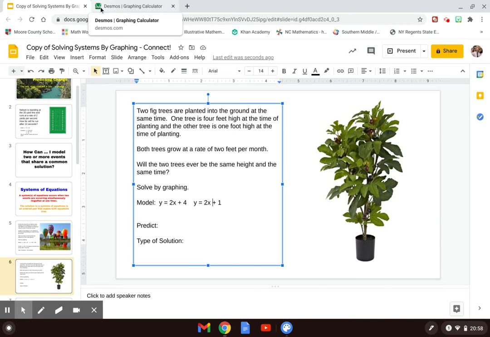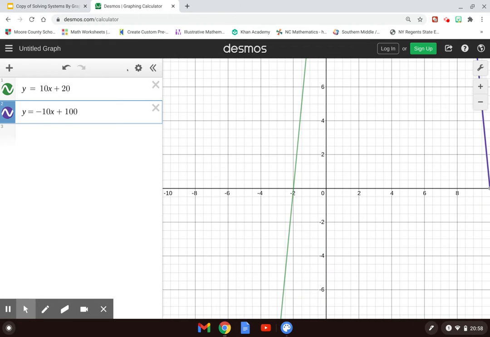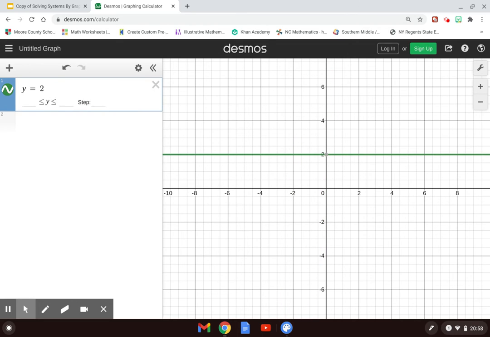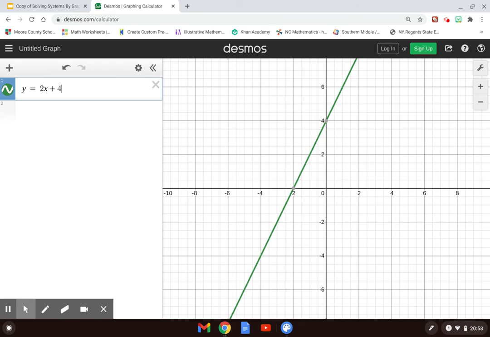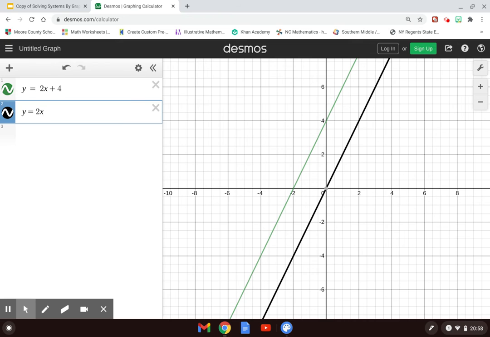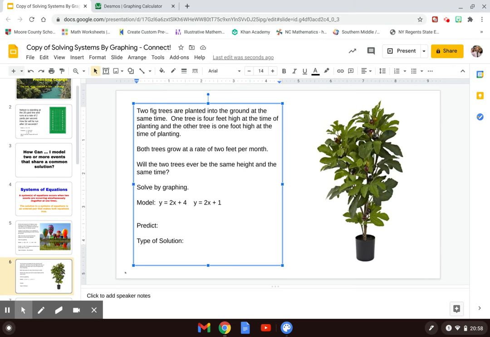So let's come over here to Desmos and reset to that. All right, so here's the line 2x plus 4. And then here's the other plant represented by 2x plus 1. All right, so notice what we see here. We see parallel lines. And we know that parallel lines never intersect. So, first of all, let's define this as the type of solution, which is no solution. All right, these two lines will never intersect.